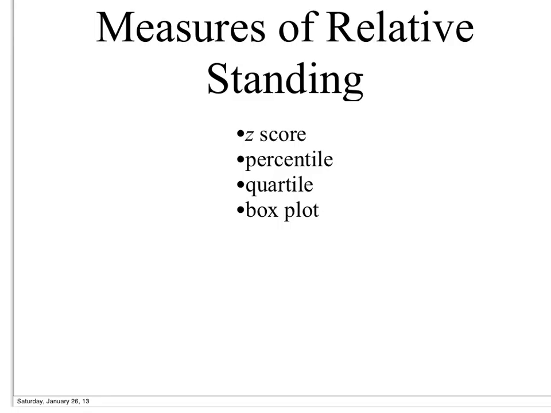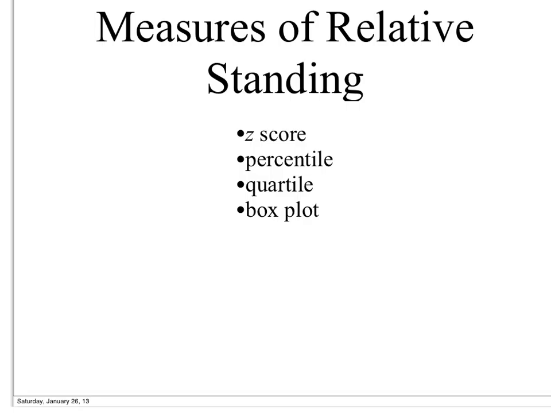In this section of the chapter notes, I want to talk about measures of relative standing. Measures of relative standing are numbers that we use to decide whether, relatively speaking, two data values are extremely different from each other or extremely different from the mean.